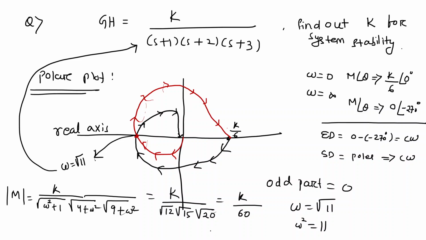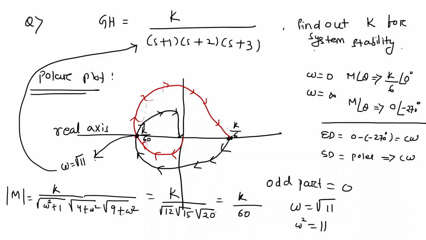K divided by 60. 20 into 15, so 15 into 20 is 30. 12 into 3, 3600. The square root of 3600 is 60. So K by 60. So at this point, you got that. What is the value of the magnitude at this point? This is K by 60. Okay. So now you have started at some point, and wherever you are crossing the imaginary axis, this is K by 60.